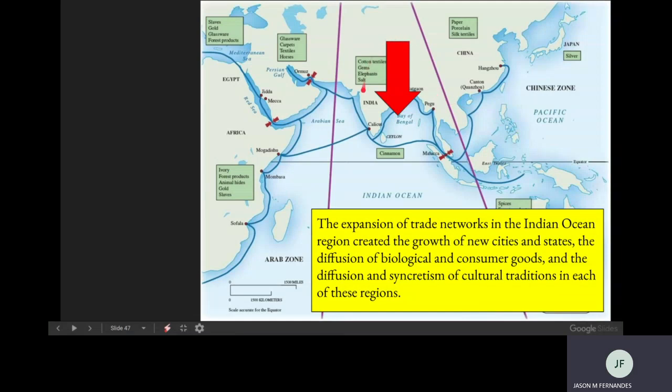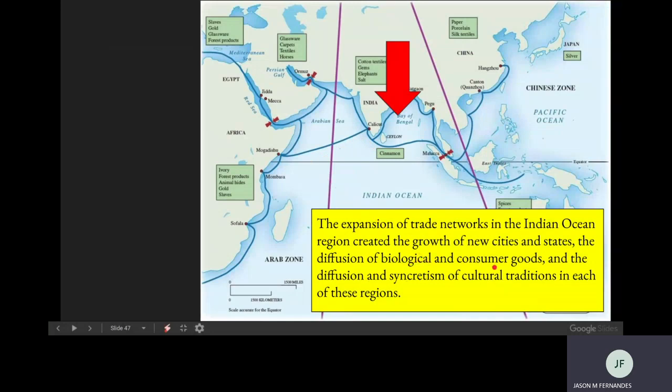Now, the last place we want to look at is South Asia, what's today the India, Pakistan, Bangladesh region. And again, we want to look at the growth of cities and states, diffusion of biological and consumer goods, and then the diffusion and syncretism of cultural traditions. And we see all this here too, especially with these Western Indian coastal cities like Calicut. These are growing tremendously because of this trade. And I'll show you a textual source that talks about what happens to cities like this as these Muslim trade networks become really predominant and really start to dominate these sea lanes.